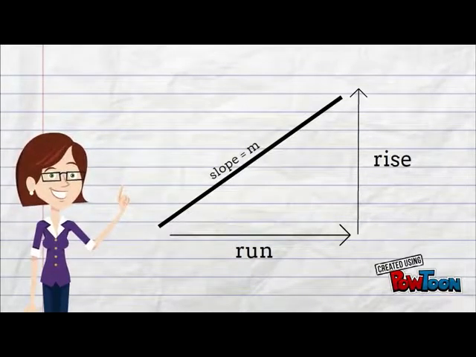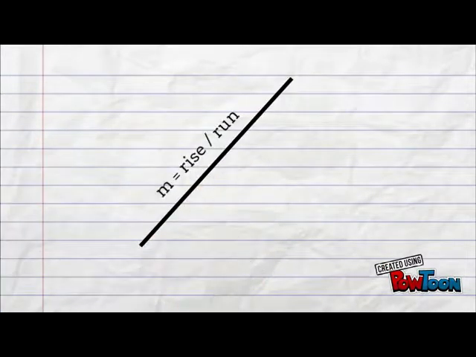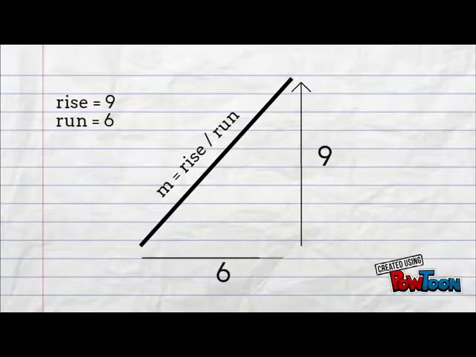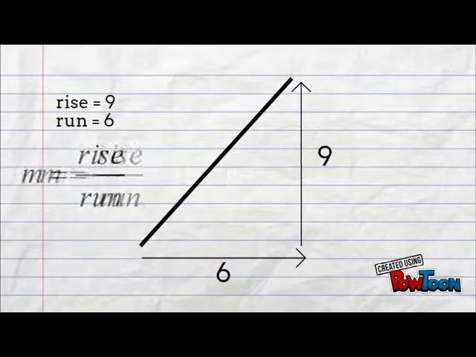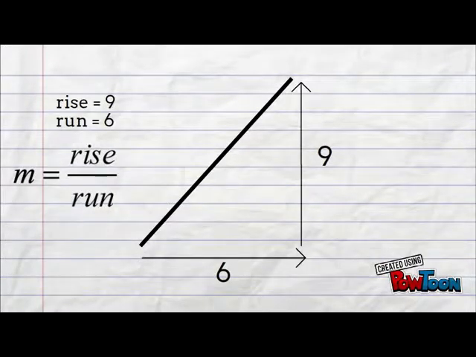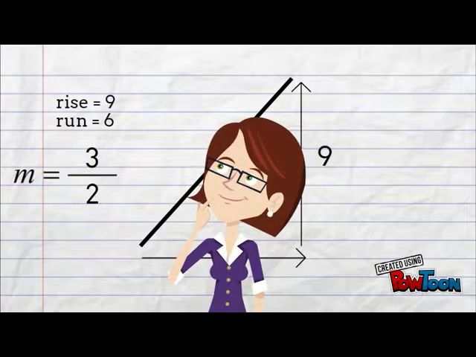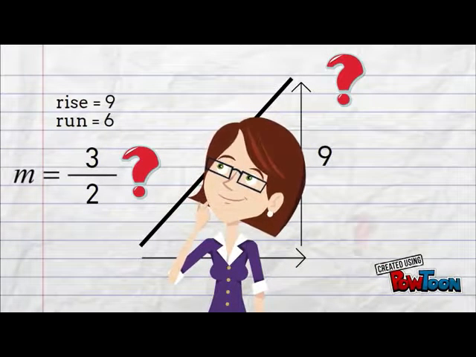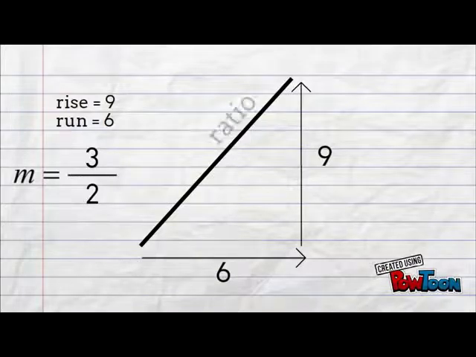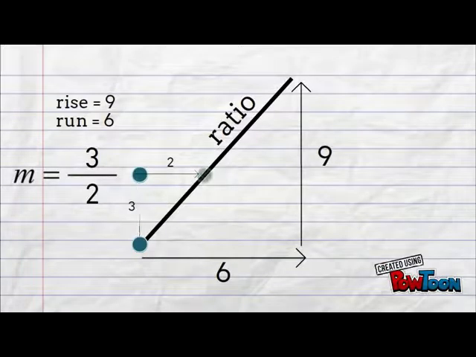For example, to find the slope of this line, where the rise is equal to 9 and the run is equal to 6. Then, by the formula m equals rise over run, we get m equals 9 over 6. By simplifying, we get m equals 3 over 2. Now, what is the meaning of 3 over 2? Since it is a ratio, that means for every 3 units moved vertically, there are 2 units moved horizontally. Also, since it is positive, the line is going up.